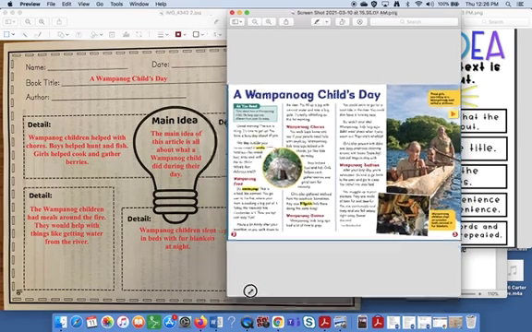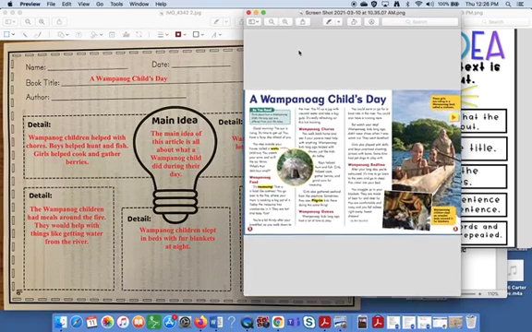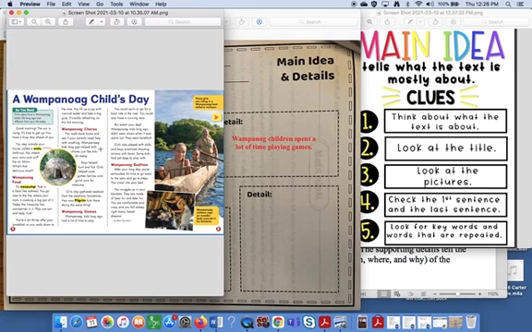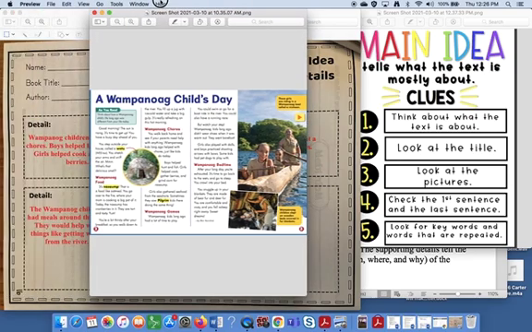Another detail, and I'm kind of moving things around as I go, was Wampanoag games. So I decided to write a detail just about the information in that heading. I wrote that Wampanoag children spent a lot of time playing games, because it says Wampanoag kids long ago had a lot of time to play. And I wanted to make sure I said it in my own words in my detail right there. So that's what I did.